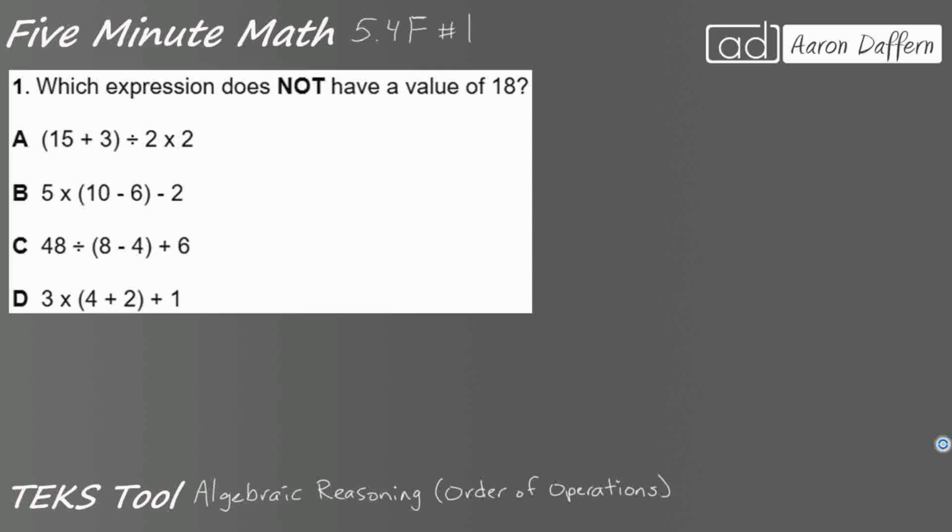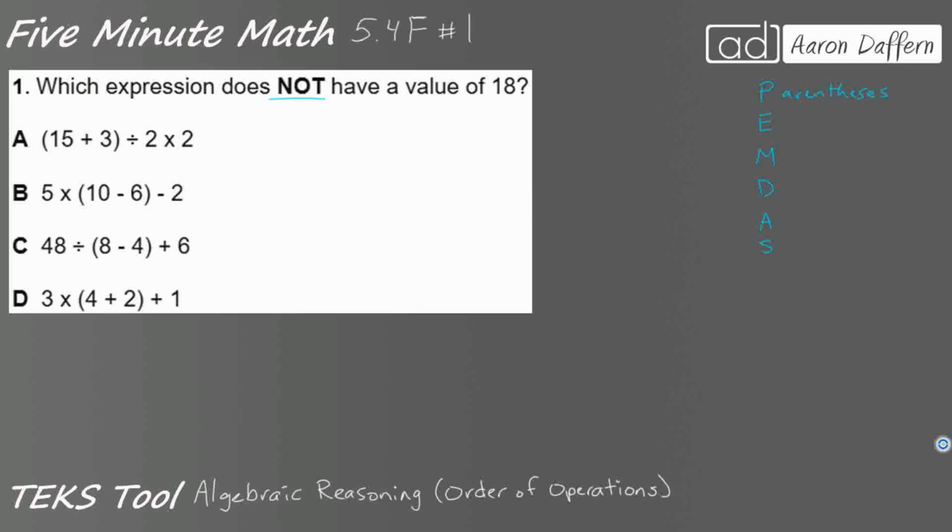So we need to find an expression that does not have a value of 18. We've got four expressions here, and so let's make sure we are clear on our order of operations. I always think of, please excuse my dear Aunt Sally. You might have another phrase that you keep in mind, but what that does is that helps me figure out which steps I need to do in which order.